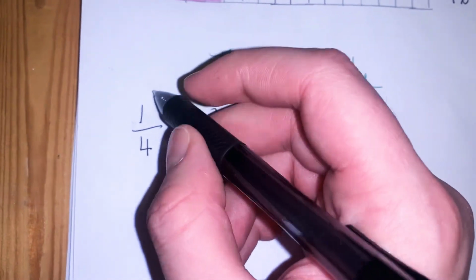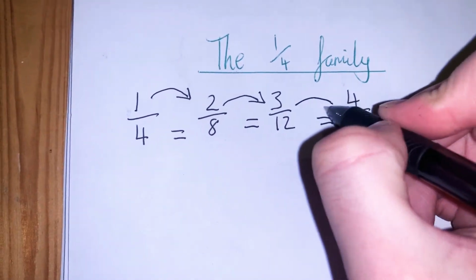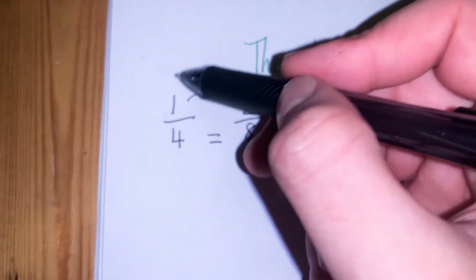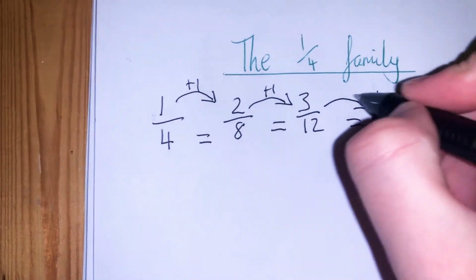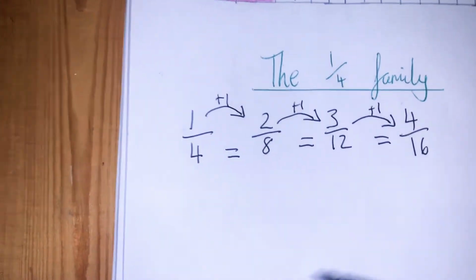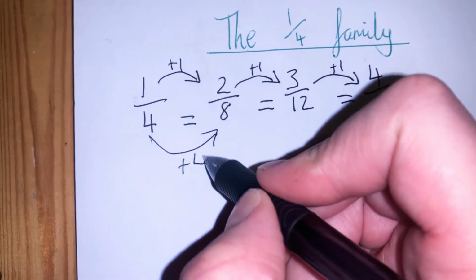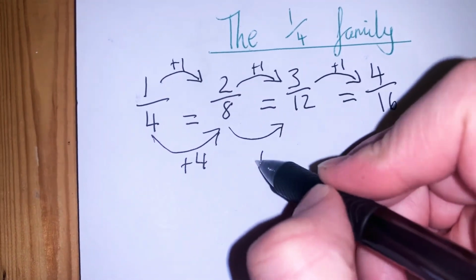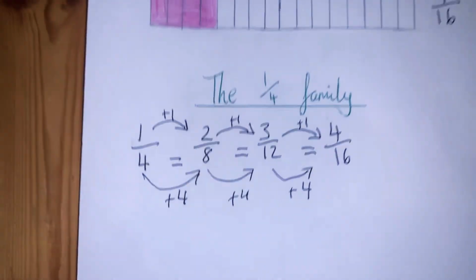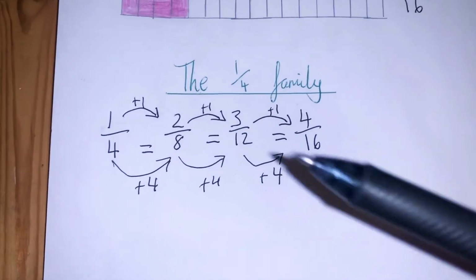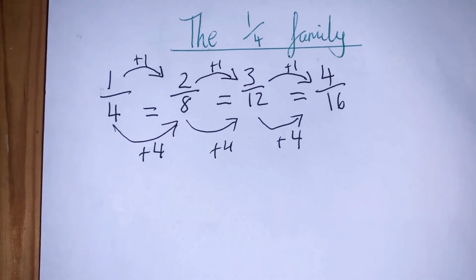So again, think like we did with our half. See if we notice the pattern again. To get from 1 to 2, plus 1, plus 1, plus 1. Now to get from 4 to 8, plus 4. Get from 8 to 12, plus 4. 12 to 16, we plus 4 as well. So basically I added on 1 at the top and add on 4 at the bottom each time. That gives me the equivalent fraction.